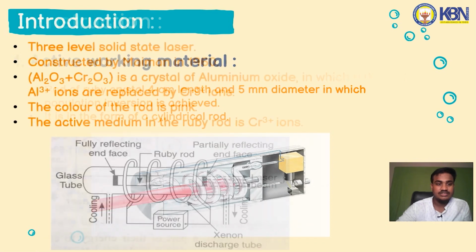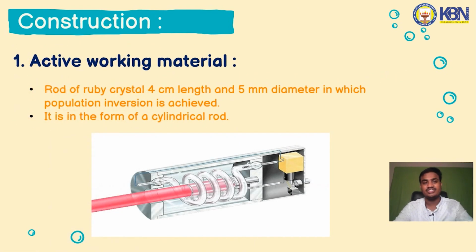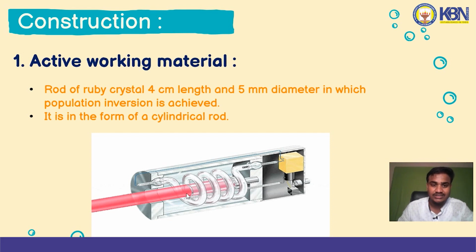Now these are the introduction. Now coming to the construction. The construction of the Ruby laser mainly has 3 parts. The first is the active working material, the second is the resonant cavity, and the third is the exciting system. First, the active working material: it is a Ruby crystal of length 4 centimeters and 5 millimeters in diameter.